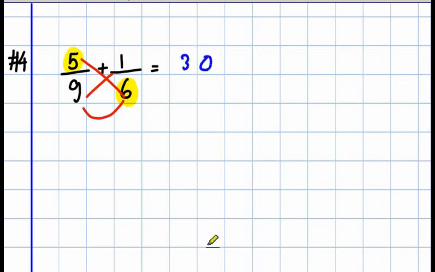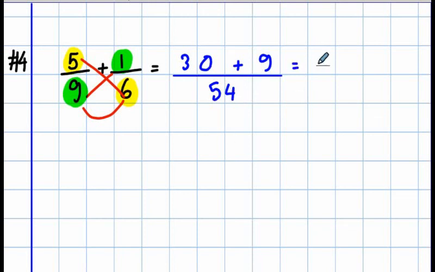Then we do bottom left times top right. Putting the plus sign in between. 9 times 1 is 9. There's that symbol that makes up a fraction. And then 9 times 6 is 54. 30 add 9 is 39 over 54.